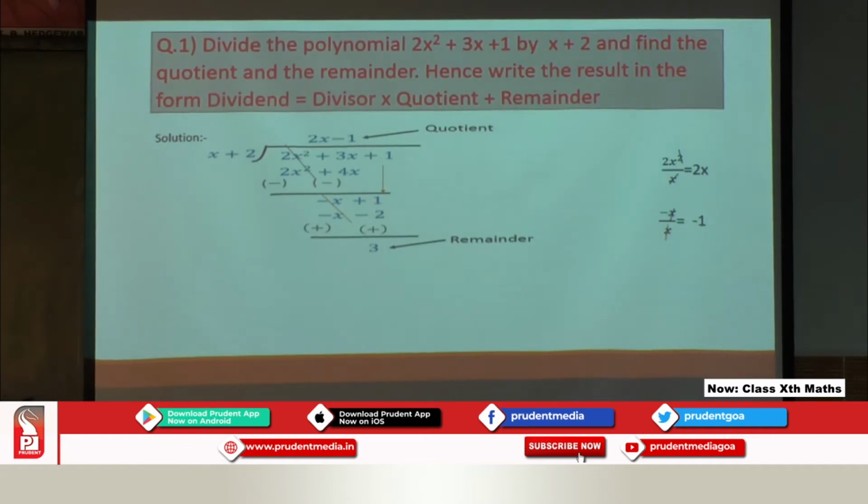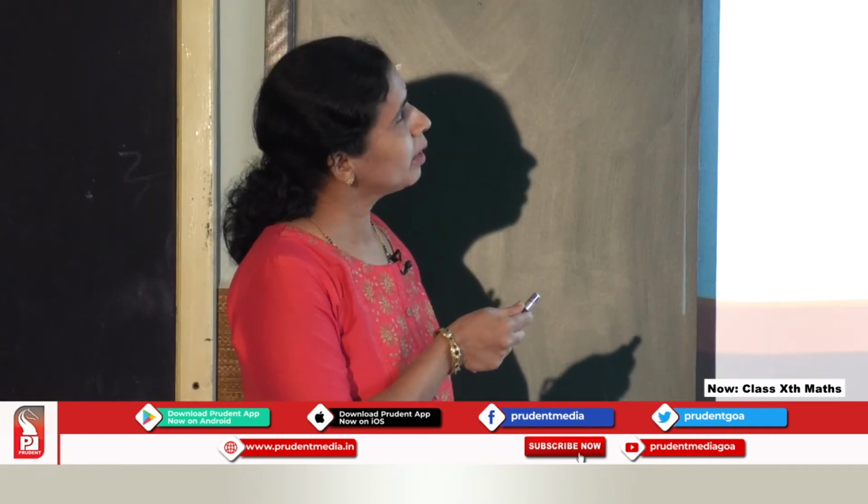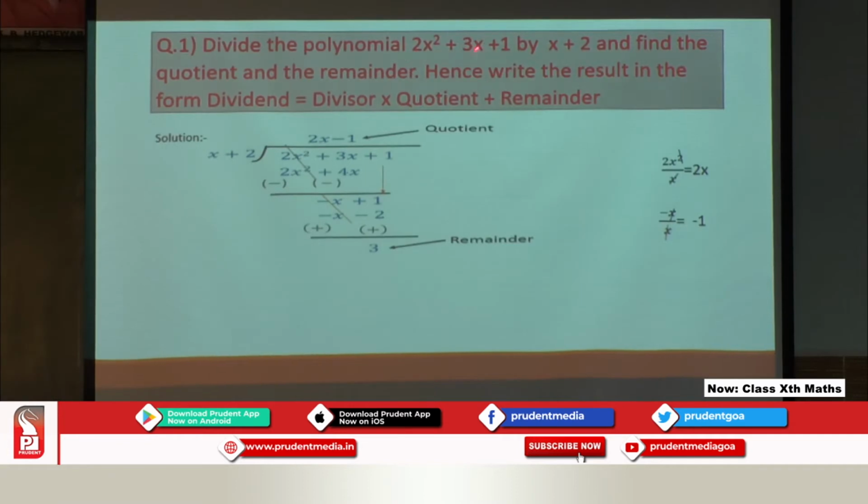See, this is one type of question now. Divide the polynomial 2x square plus 3x plus 1 by x plus 2 and find the quotient and the remainder. Hence, write the result in the form dividend is equal to divisor into quotient plus remainder. In this question, we should find out the quotient and the remainder, and then we should write the result in the form dividend is equal to divisor into quotient plus remainder.